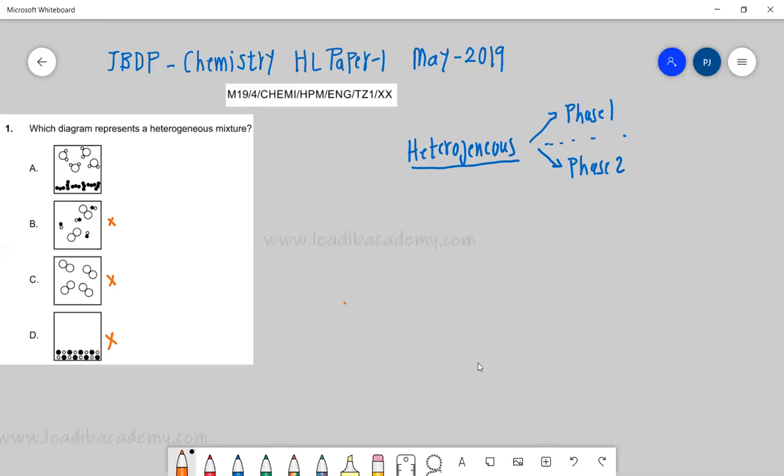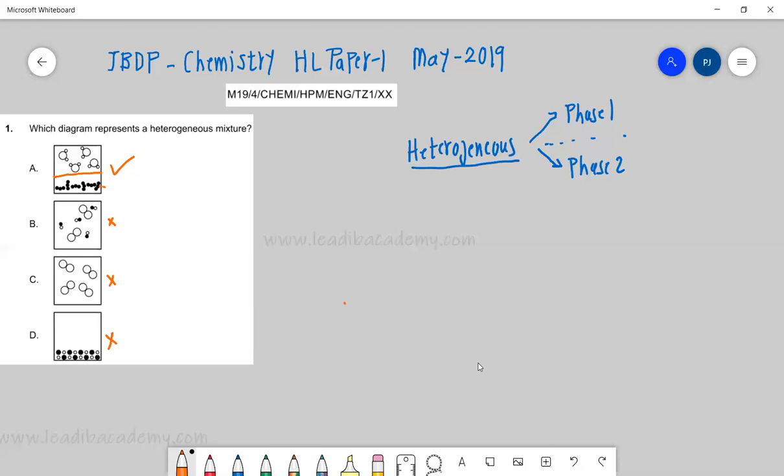So the clear-cut answer is A. Why? Because these 2 phases are clearly separate. One phase could be solid, another liquid or gas, whatever it is. So this is the correct answer. What is the important concept? In case of heterogeneous, the 2 phases are separated, even though they have been mixed, but they are showing their separate existence.